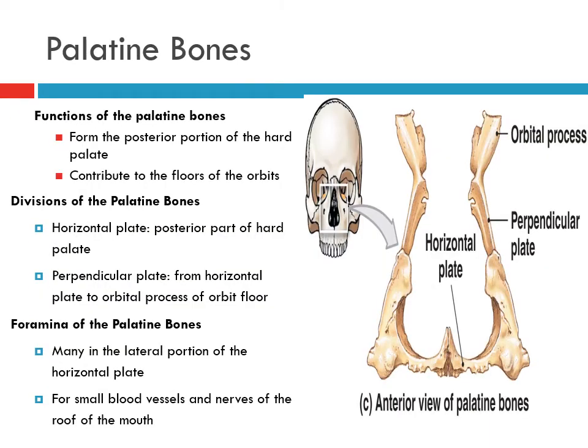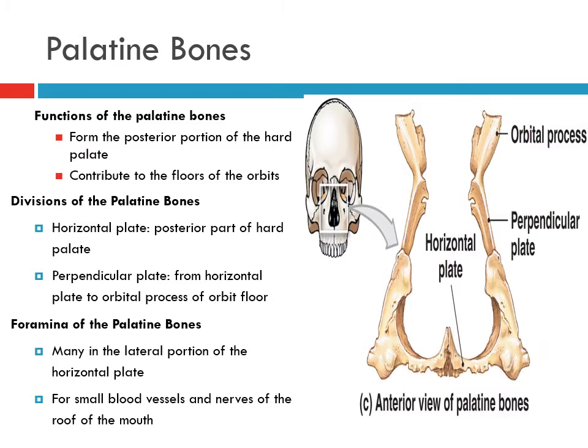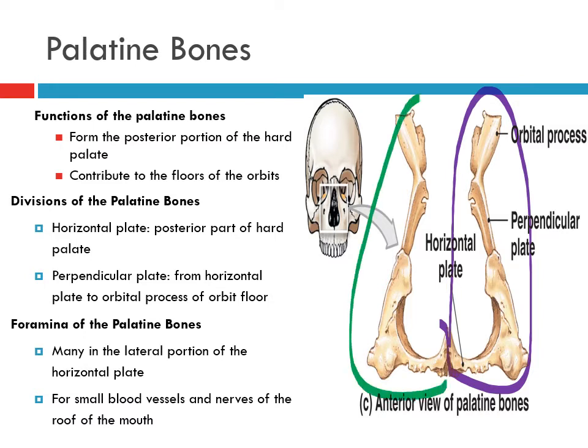The palatine bones are L-shaped bones. So this picture here is showing you two bones. This is one bone on the right side. Sorry, that's ugly. Let's try this again. That's one bone, and then this is the other bone. All right, so the palatine bone is shaped like an L. It forms the posterior portion of the hard palate. So the hard palate, again, forms the roof of your mouth.